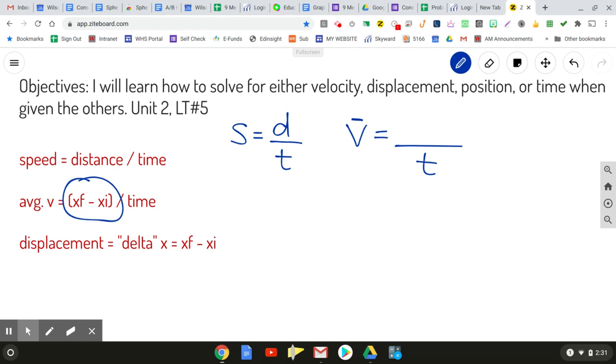displacement is a difference in two positions. X stands for position. A lot of times this will be referred to as delta X, which means the change in position, which would be equivalent to an object's final position minus its initial position. So written out fully, your average velocity is your displacement over time. But once again, as said earlier, displacement is your change in position.